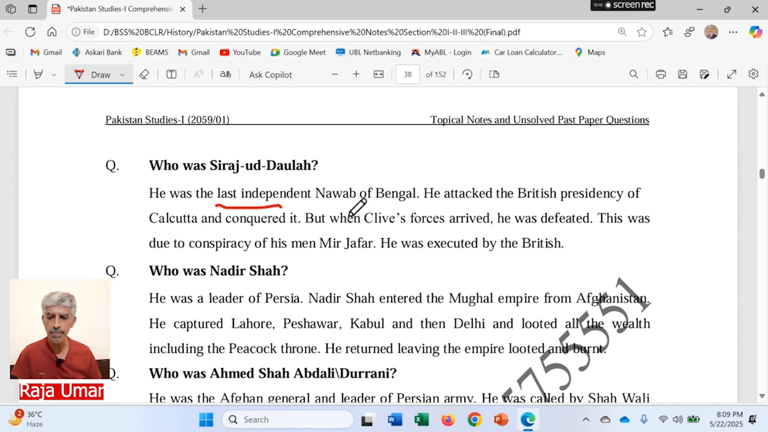Who was Sirajuddaulah? He was the last independent Nawab of Bengal. He attacked the British presidency of Calcutta and conquered it, but when Clive's forces arrived, he was defeated. This was due to a conspiracy by his men, including Mir Jafar. He was executed by the British.